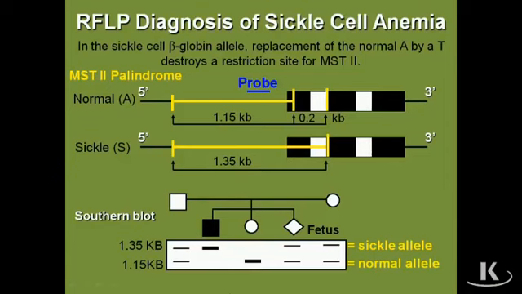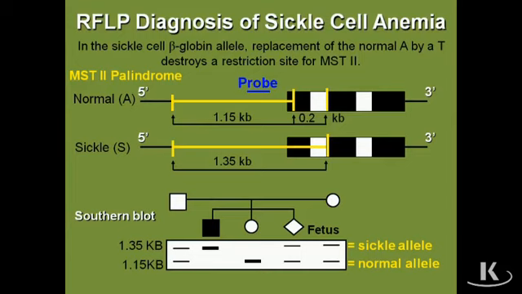What would a normal individual look like? Well, that would be this particular individual here. This individual has a very thick 1.15 kilobase band, and that 1.15 kilobase band is, of course, indicating that they have 2 copies of the normal allele. They don't have the sickle cell allele, so they don't have a 1.35 kilobase band. So you can safely say that this individual is normal. They have 2 normal copies of the sickle cell allele.